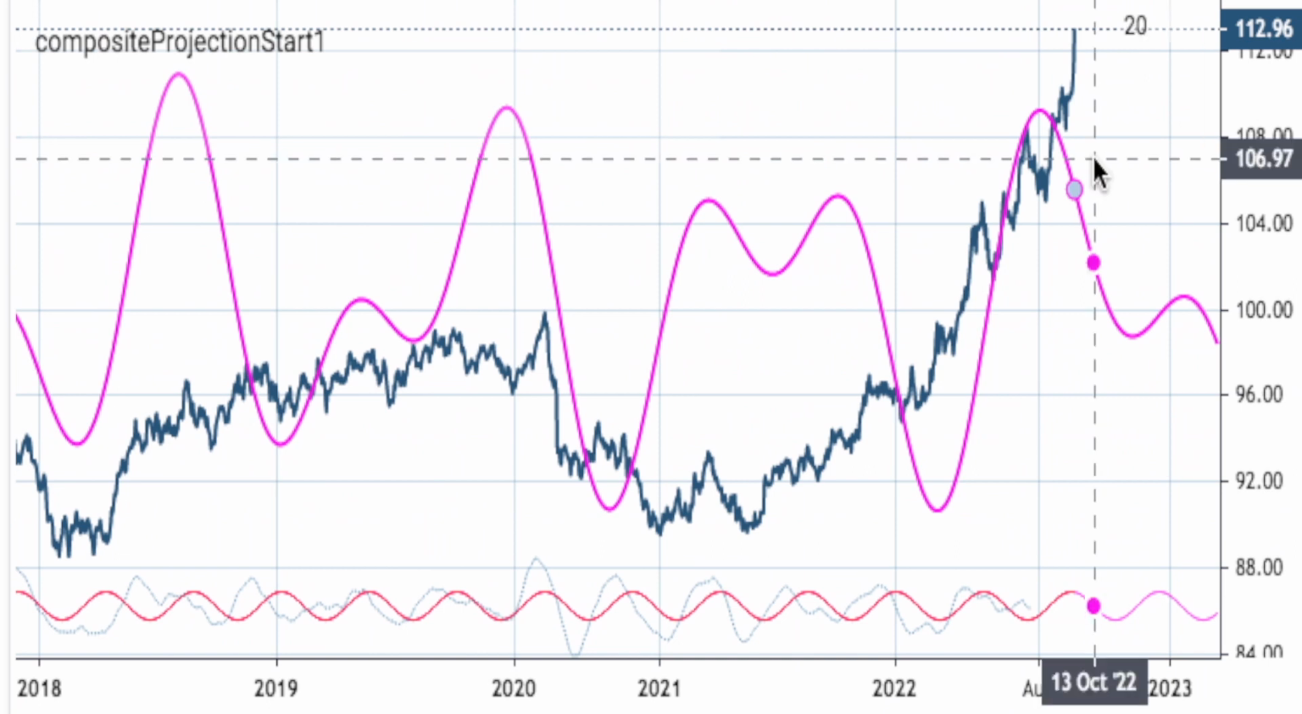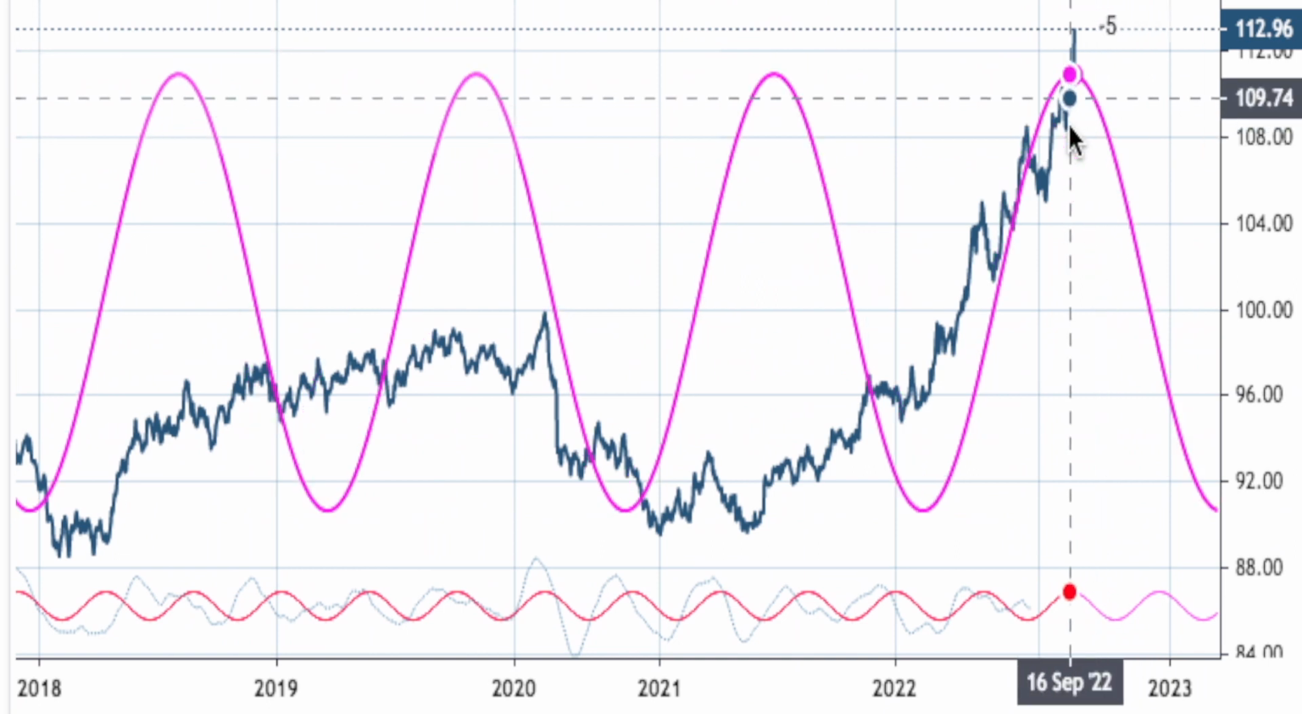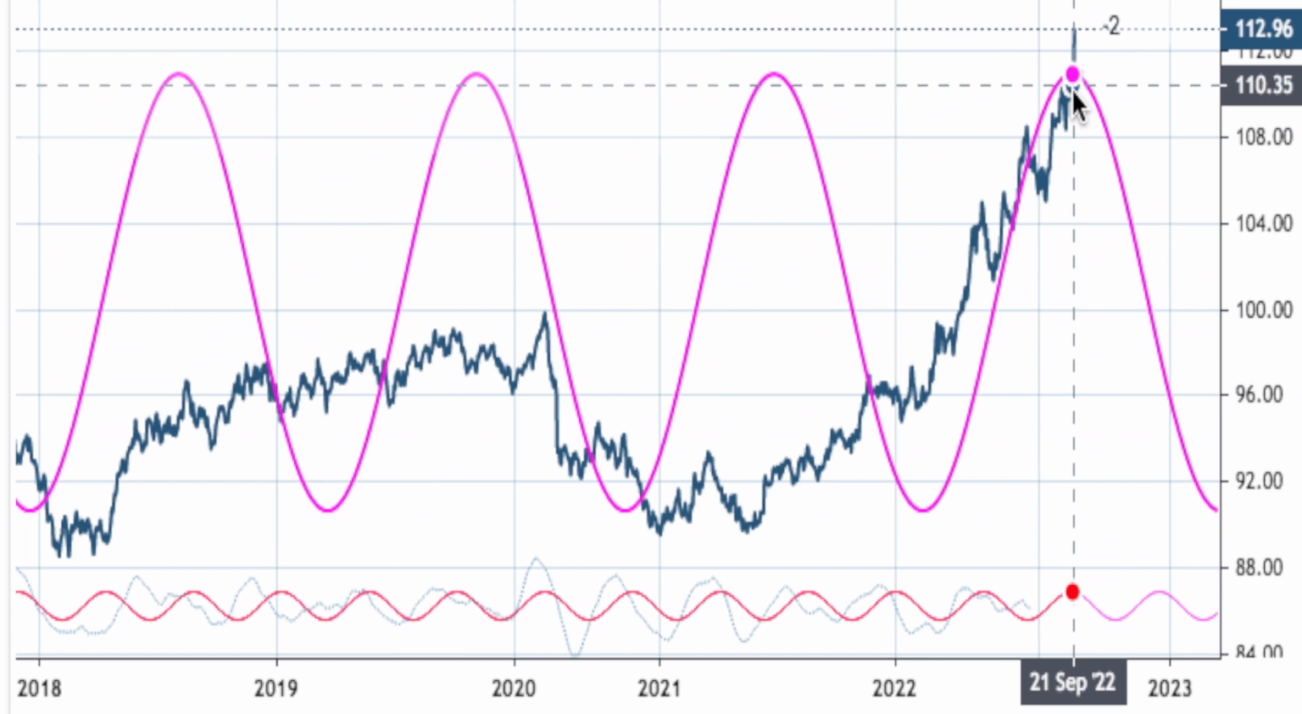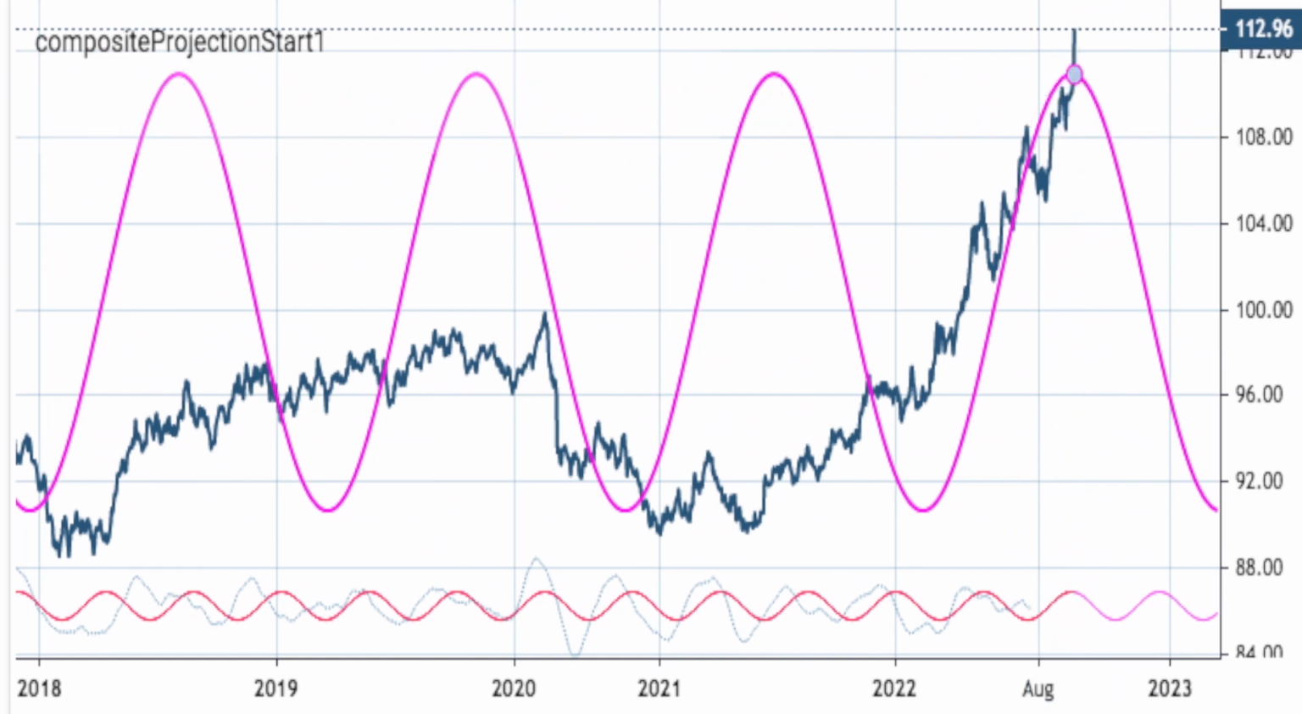But if you put the 312 by itself, mind you, the correlation is not good at all, you see that we hit a peak. We just hit a peak this week on the dollar using the daily cycle.